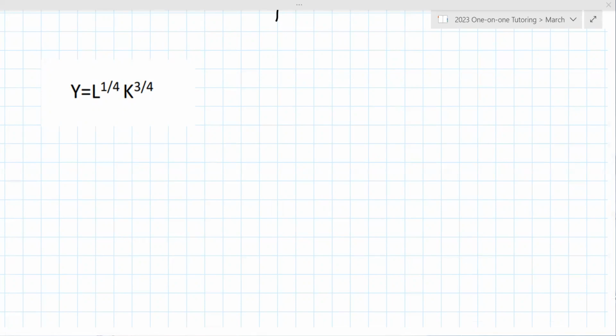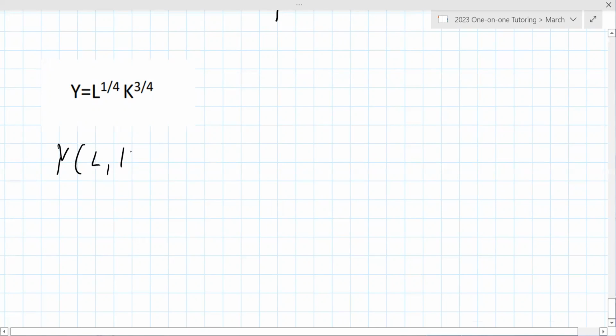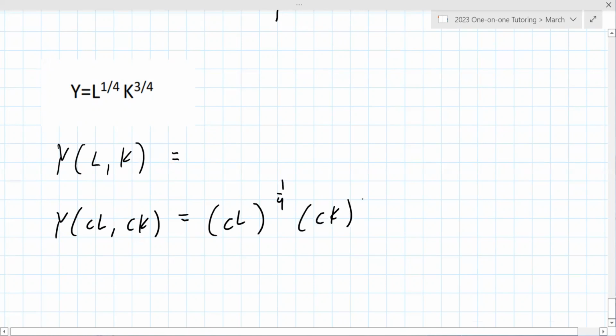We already did this, but we can do one more. C times L, C times K, C times L to the 1/4 power, C times K to the 3/4 power. You apply that exponent to both variables.